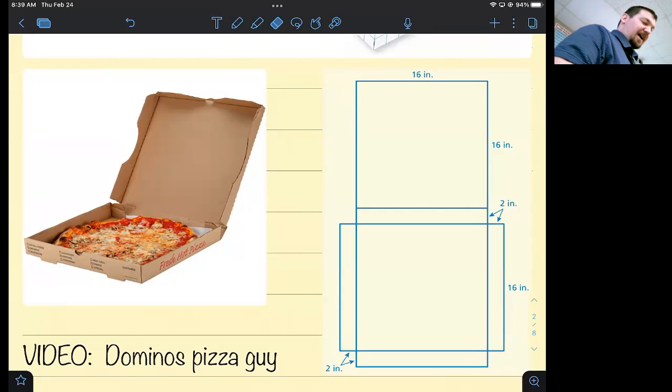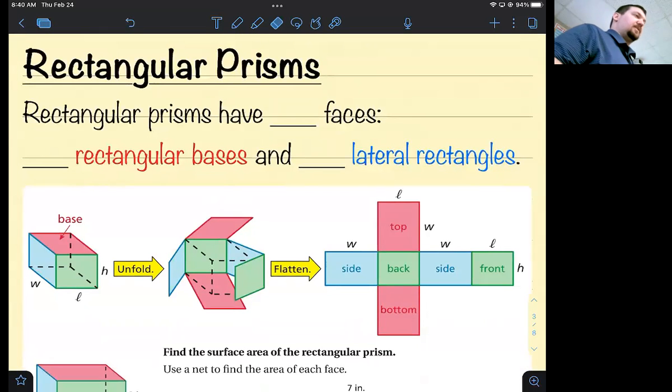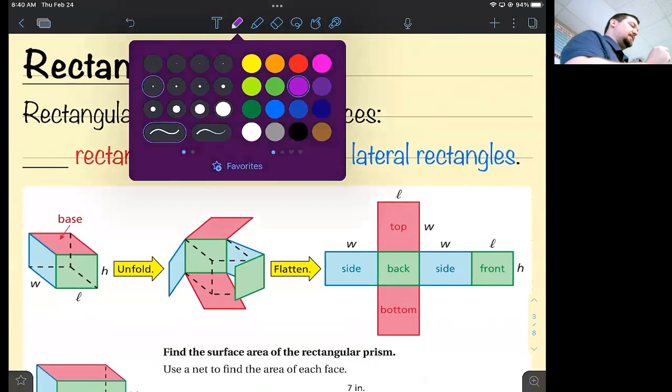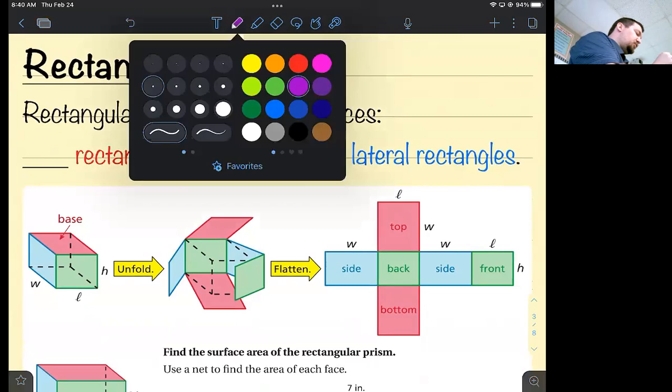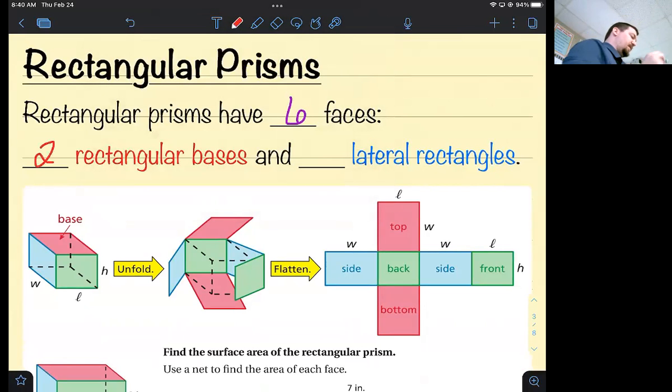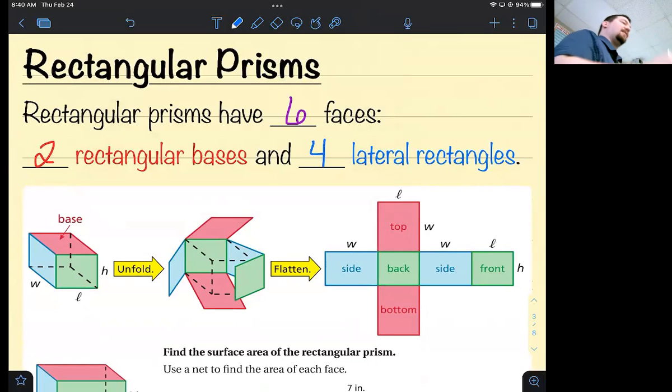Awesome. All right. So rectangular prisms, let's talk about them. Rectangular prisms have how many faces? 6. There are 6 faces. There will always be 2 bases, 2 rectangular bases, and that leaves 4 what are called lateral rectangles.